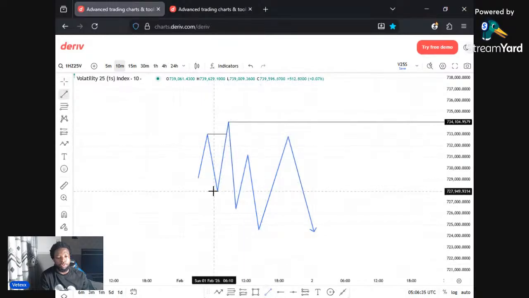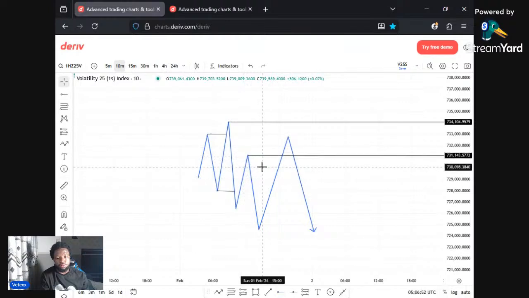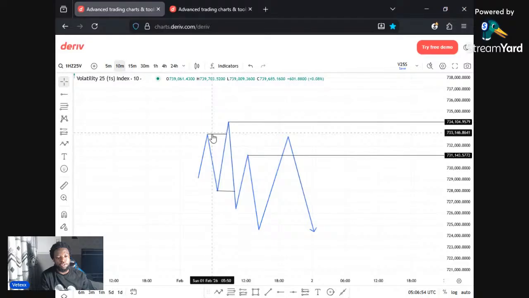Now this becomes the first break of structure. Now price retraces 50% to give us structural liquidity. Now that price has given us our structural liquidity, we mark it. Remember, this is liquidity one, liquidity two, first break of structure.